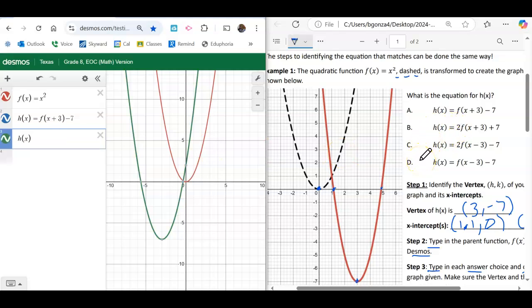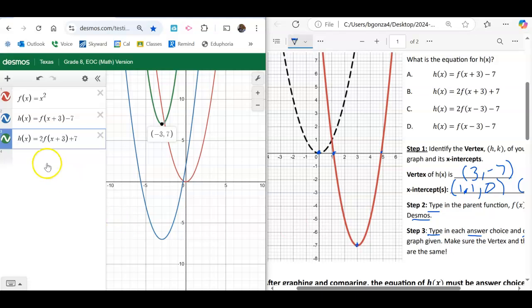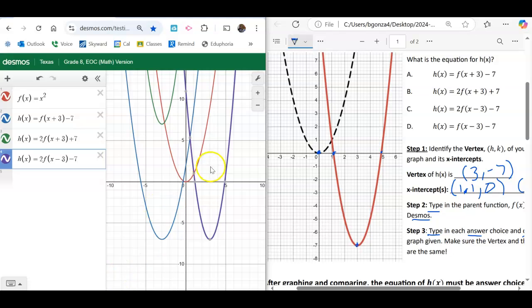H of x equals 2f of x plus 3 plus 7. Okay, this green one over here, this vertex is negative 3, positive 7, not 3, negative 7. So the vertex does not match that one. Let's do answer choice C. It's 2f of x minus 3 minus 7. Now look at this purple one. This vertex is 3, negative 7.